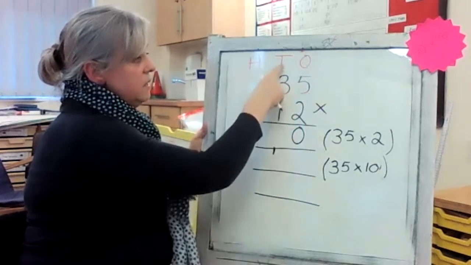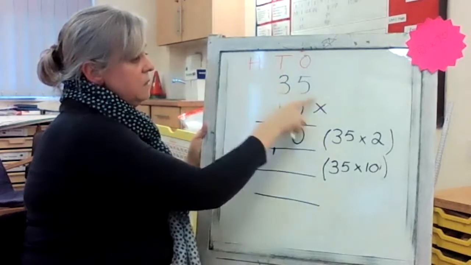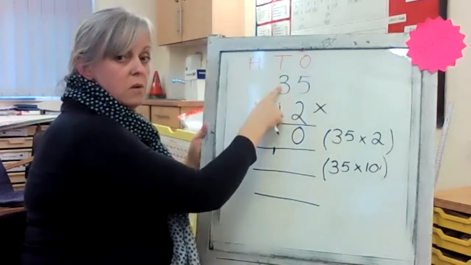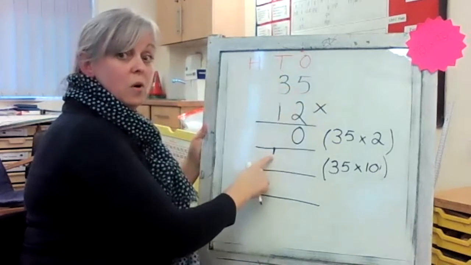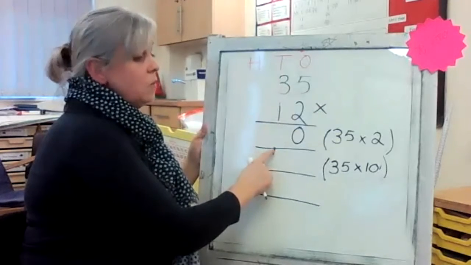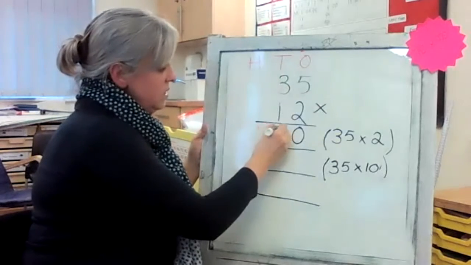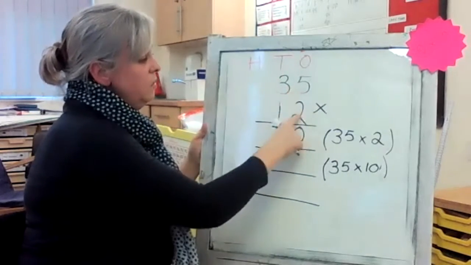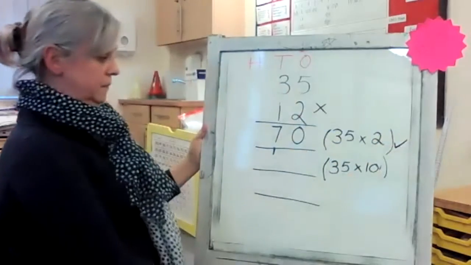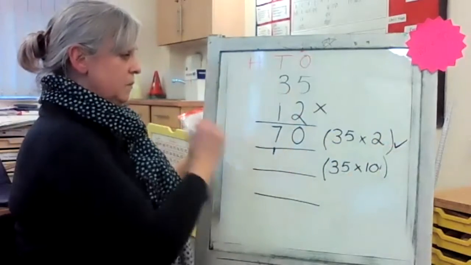So now I need to go to the tens. Do you remember? 3 tens multiplied by 2. So 2 lots of 3 tens. 3 times 2 is 6. Remember, you've got the 1 here, the regrouped 1, 10. So 6 tens and 1 ten is 7 tens, which is 70. So 35 multiplied by 2 is 70. So I've done that one correct. So we're all good.